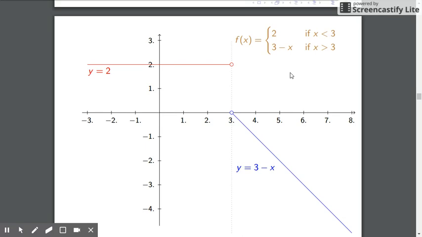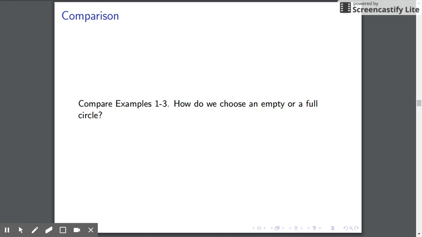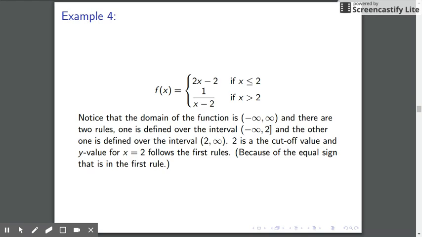Okay, so far we always had an empty or full circle. We can have two empty circles on a vertical line, but we cannot have two full circles on a vertical line because of the vertical line test. That's something to notice. Compare examples 1, 2, 3 to see how we chose the empty or full circle.